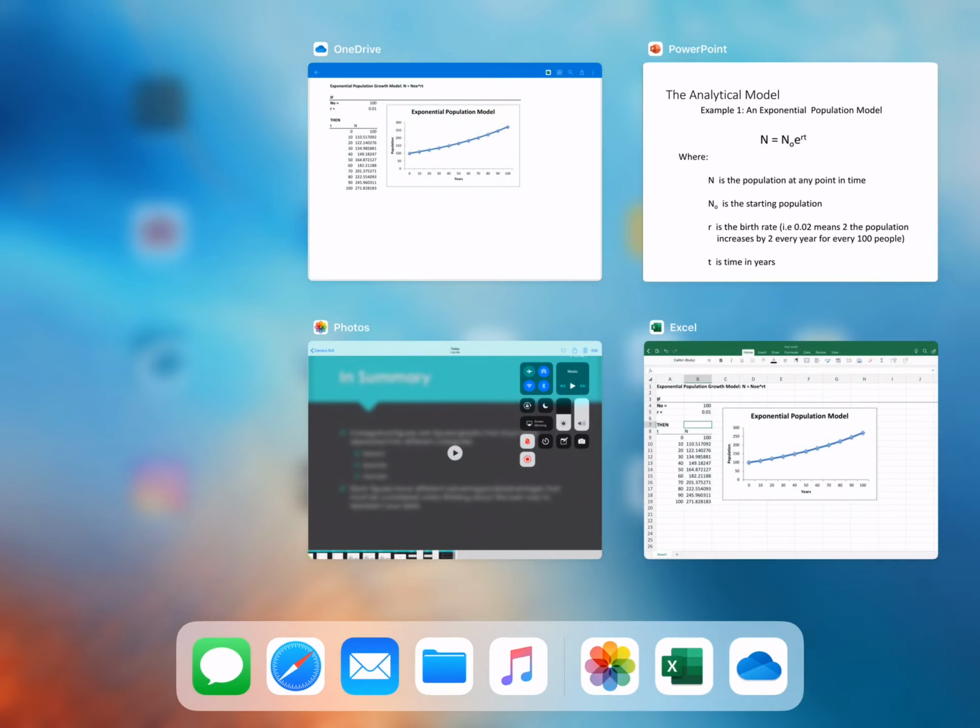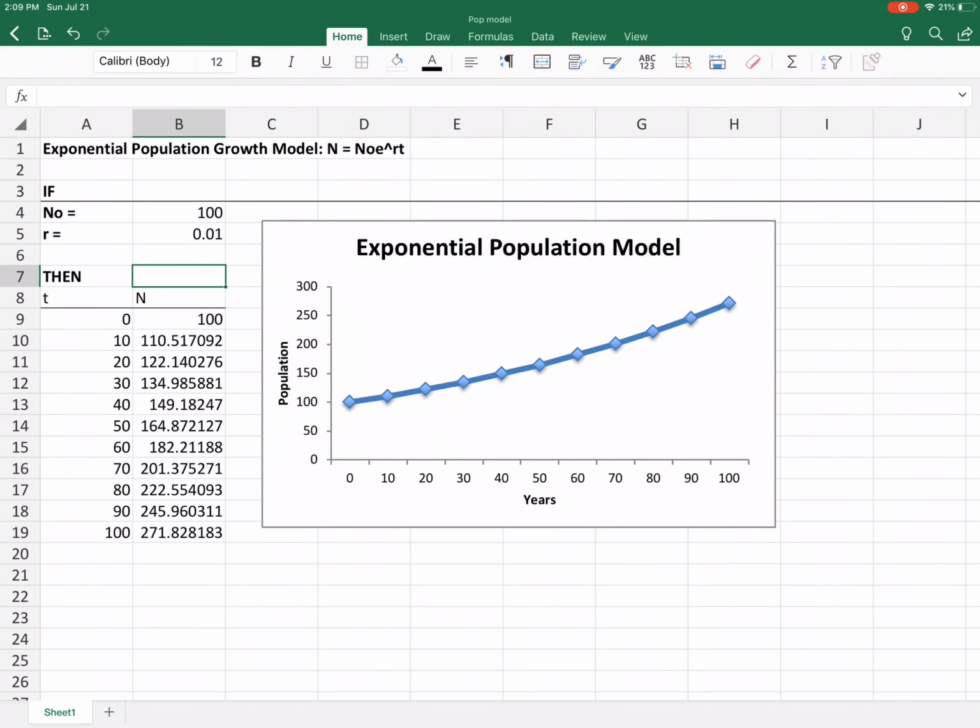So if you take a look in Excel, where I've actually plugged in this model, you can see up here at the top, I have the equation that I need, and then I have my parameters I need to define. So I need to know what the initial population is, and I need to know what the birth rate is. And then I have my different years and time, so 0 years, 10 years, 20, and so on. And then here is my predicted population as per the model. So this is using the equation to make a prediction of what the population is at that time.